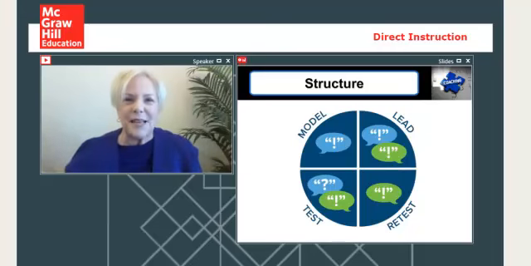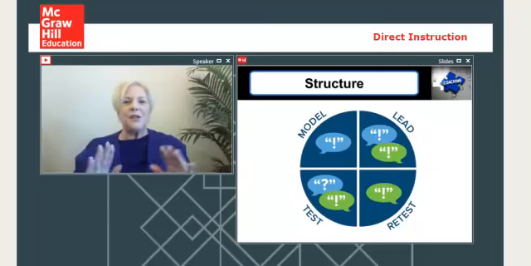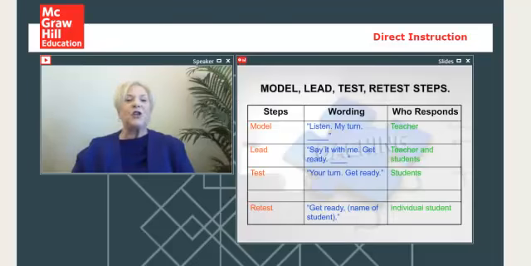We would never say to a group of students, does anybody think they know this sound? Does anybody possibly know what number this is? No. If you do that, you're allowing misinformation to be in the atmosphere, and that can confuse a fragile learner. So looking at the model, lead, test, here we go. The first step is always done by the teacher. The teacher's saying, listen, my turn.